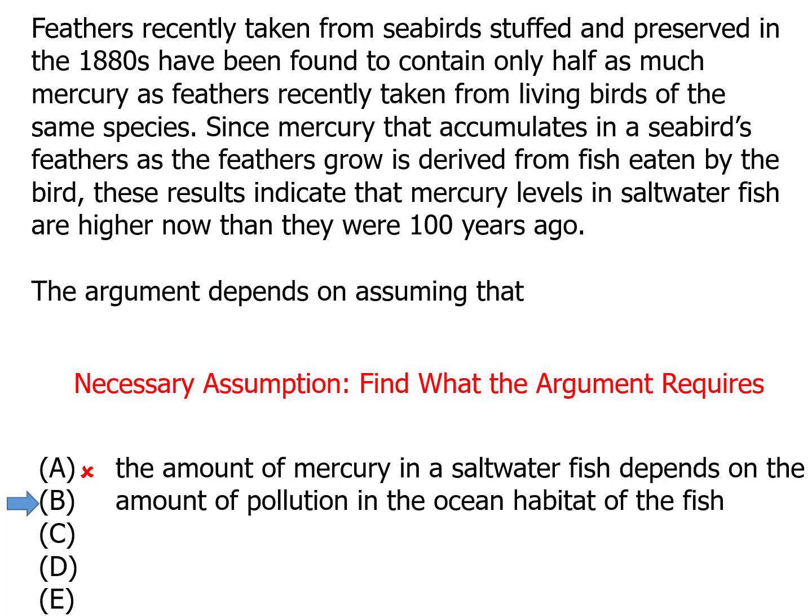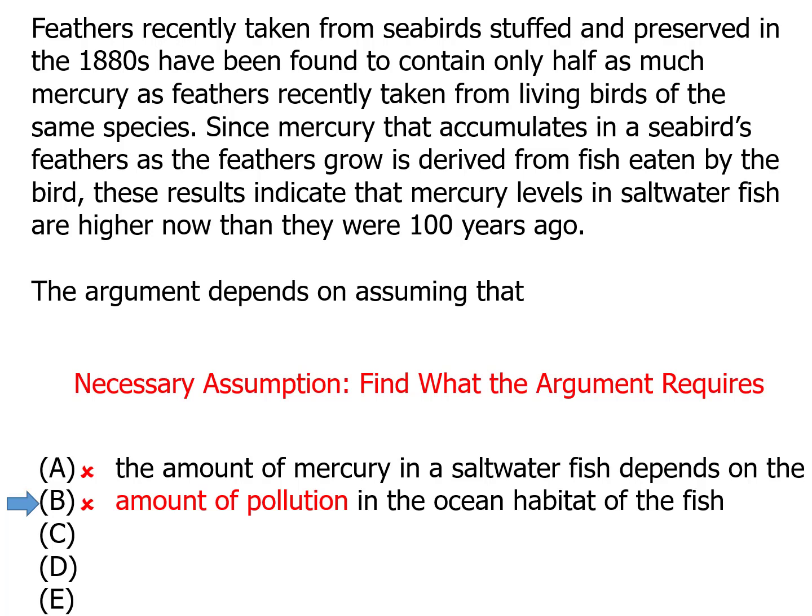Now B may seem plausible. Sure, mercury probably comes from pollution in the ocean, but this argument doesn't require any particular source to the mercury. Sure, pollution is a reasonable source for the mercury, but it could also be natural sources, some sort of underwater mercury geyser, something new in the fish's diet that gets mercury into it. It doesn't have to be any particular thing for this argument to work, because this argument is just that it's gone up. It doesn't matter what the source of the increase is.